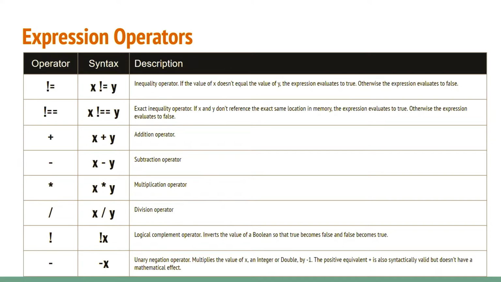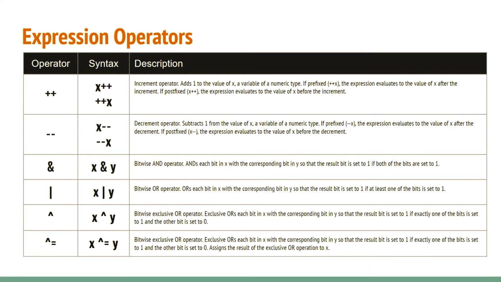Logical complement operator inverts the value of a boolean so that true becomes false and false becomes true. Then we have the unary negation operator, which multiplies the value of X, an integer or double, by -1. The positive equivalent, plus, is also syntactically valid but doesn't have a mathematical effect.